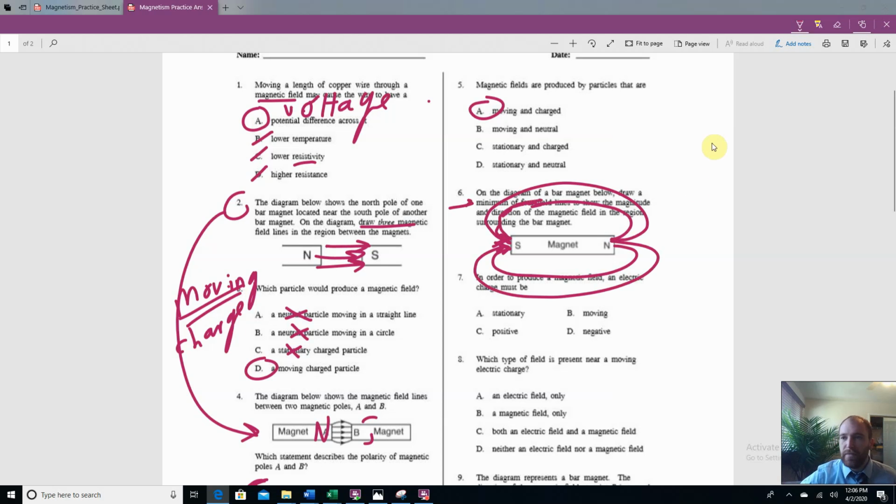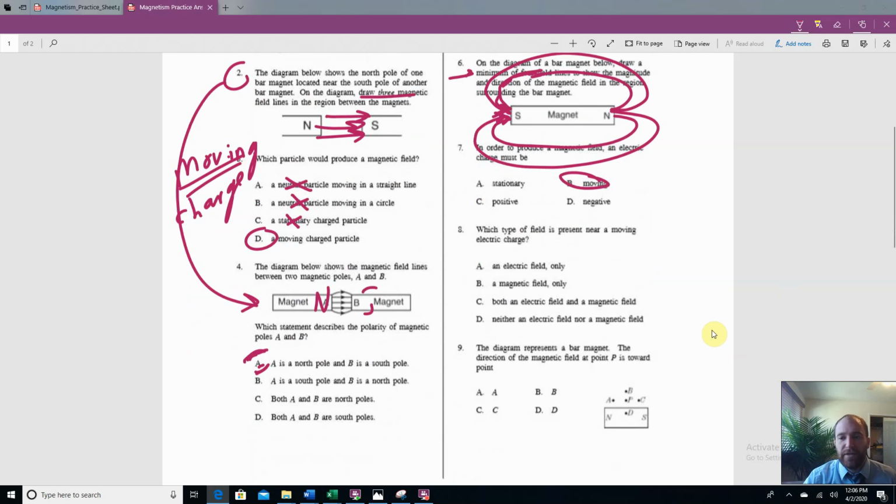7. In order to produce a magnetic field, an electric charge must be moving. Moving charge creates magnetism. It can be positive, it can be negative, but it has to be moving. Alright, which type of field is present near a moving electric charge? Wow, this sounds like the same thing I've been saying. So we definitely have magnetism because the charge is moving.